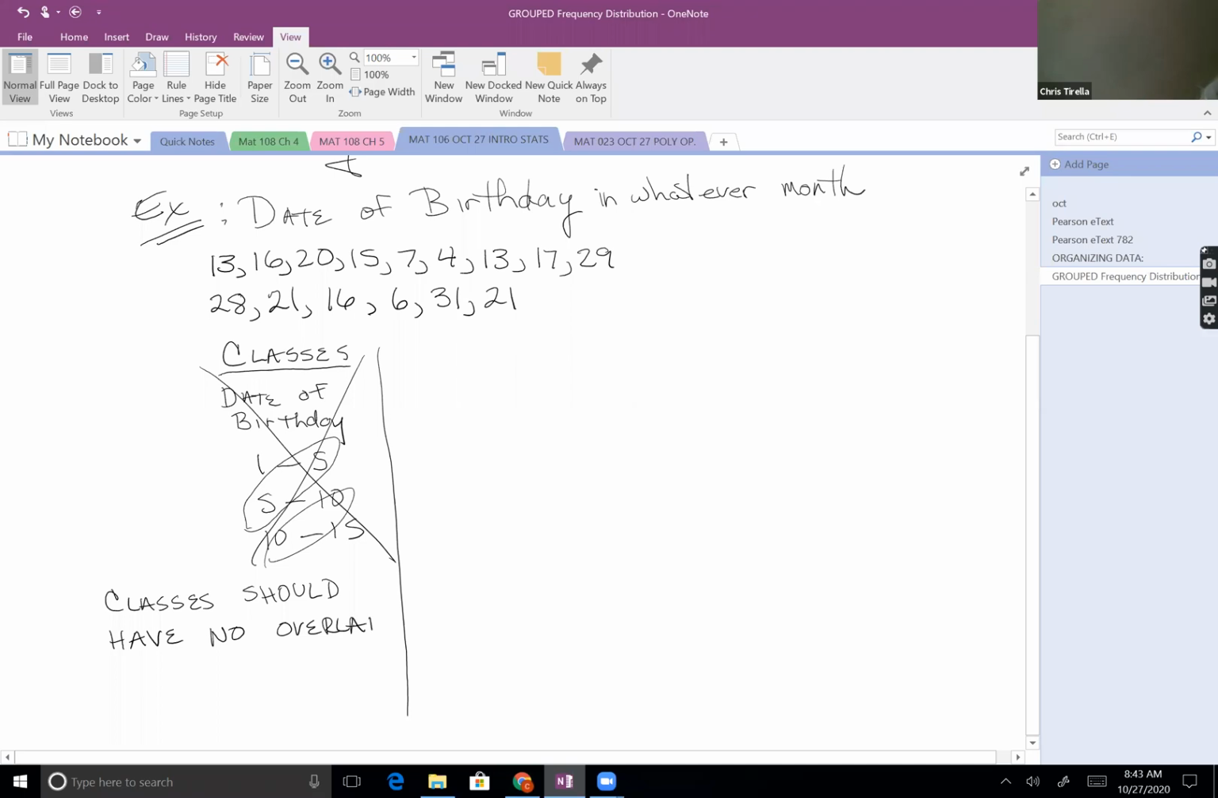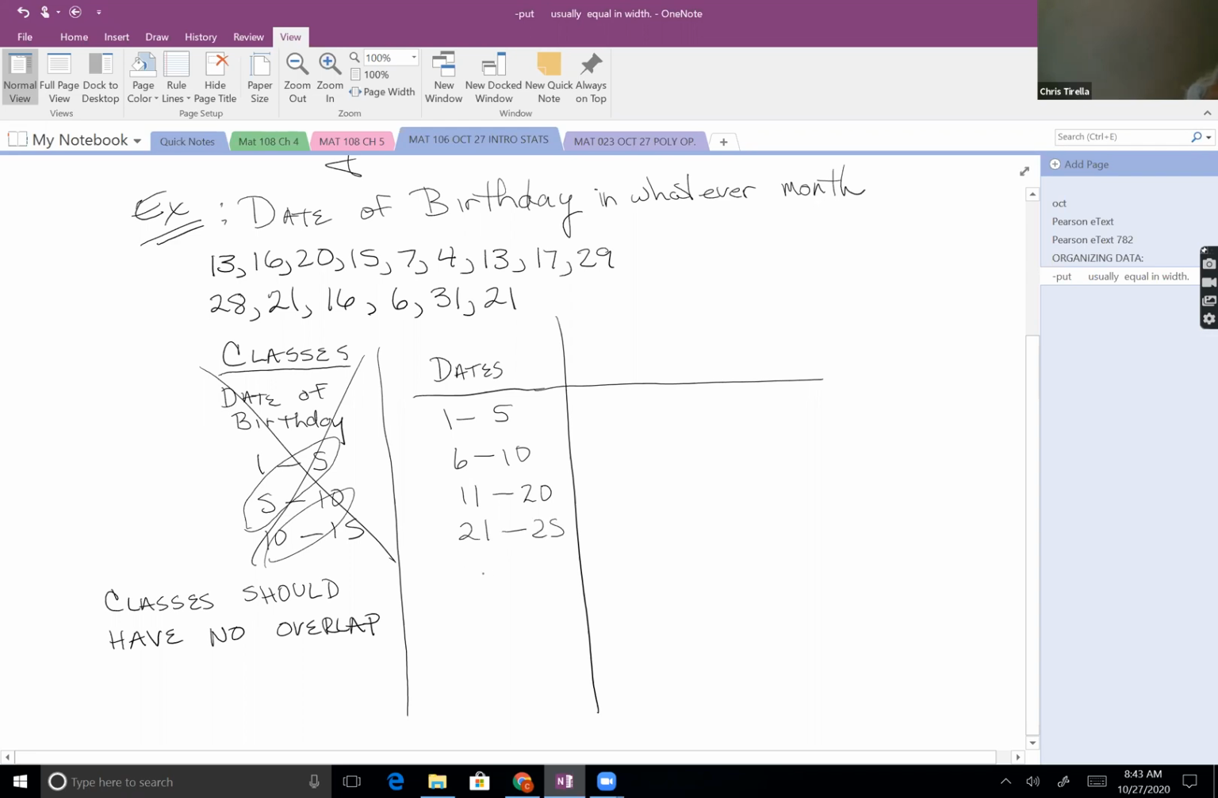There should be no shared values. No number should be able to go into more than one class. So again, instead for my dates, I might have 1 through 5, then I'll have 6 through 10, then I'll have 11 through 20, 21 through 25, 26 through 30, and then 31 through, I guess it would be 31 through 35.